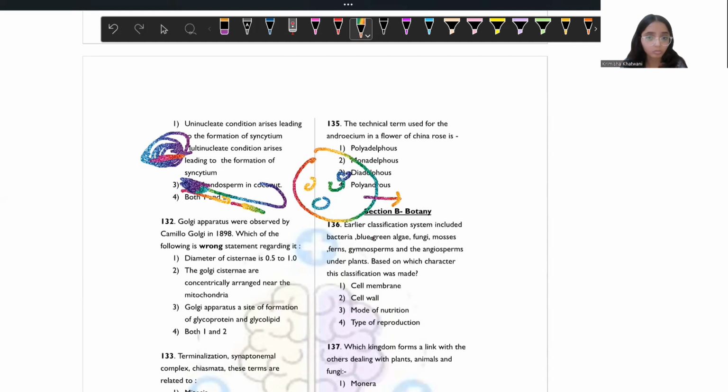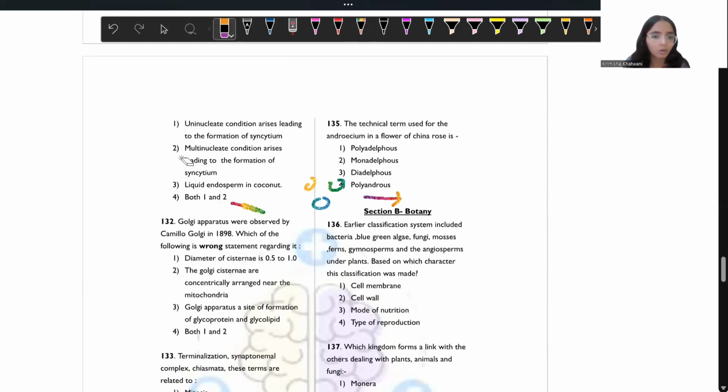Understood? So that was the small clarification I wanted to give. I hope it's clear for you now. So this was about the botany section.